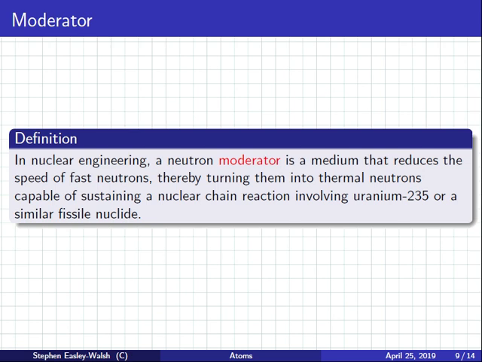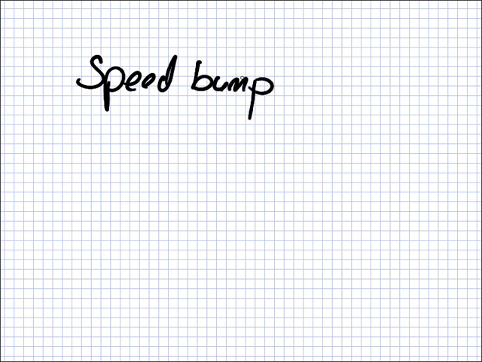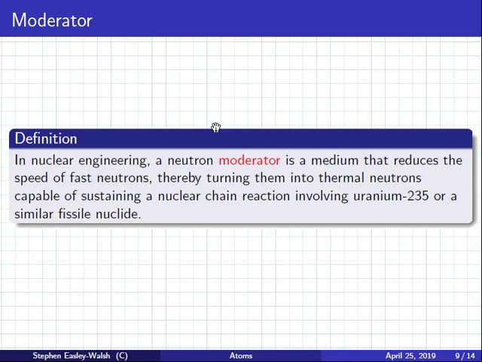So a moderator is like, do you know this in English? Speed bump. Do you know speed bump? You have your car, you know what I'm talking about? They have to go slow because of the speed bump. So a moderator is like a speed bump. It slows the neutrons. Okay? All right, there you go. Lots of English today, yeah?